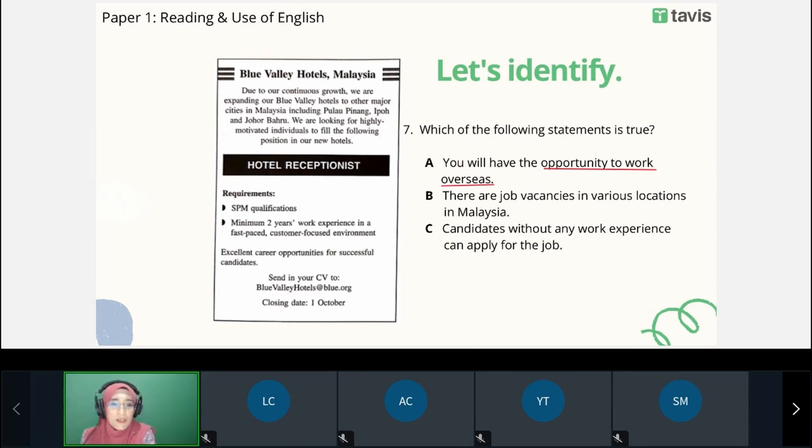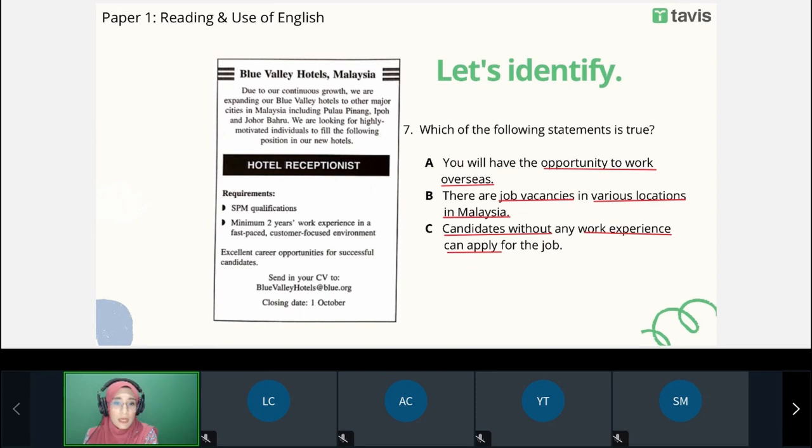Now B, there are job vacancies in various locations in Malaysia. Job vacancies, various locations in Malaysia. Okay, C, candidates without any work experience can apply for the job. Can apply for the job. What job? Hotel receptionist. Okay, now we'll try and see one by one.